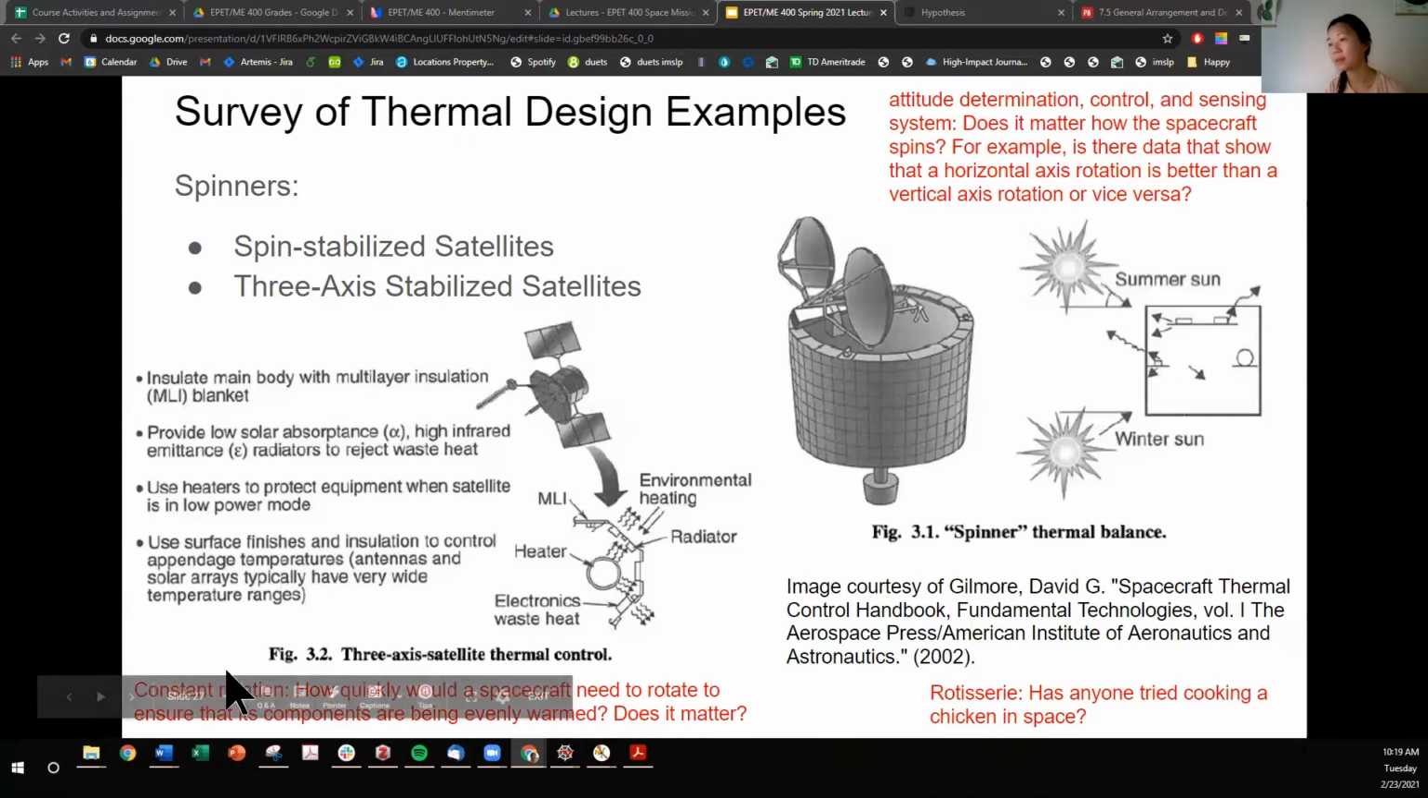Okay, yep. There was another question about rotation. I think the question is, how quickly would a spacecraft need to rotate to ensure that its components are being evenly warmed? It does and it doesn't. The dynamics of a thermal system are very slow. There's this concept of thermal mass, or you can think of it as heat capacity, right? How much energy per degree temperature change. And you can think of thermal systems as having large masses or inertia, so resistance to change compared to the dynamic motion of a satellite. Like, is a couple degrees per minute versus a couple degrees per hour going to matter for a satellite?